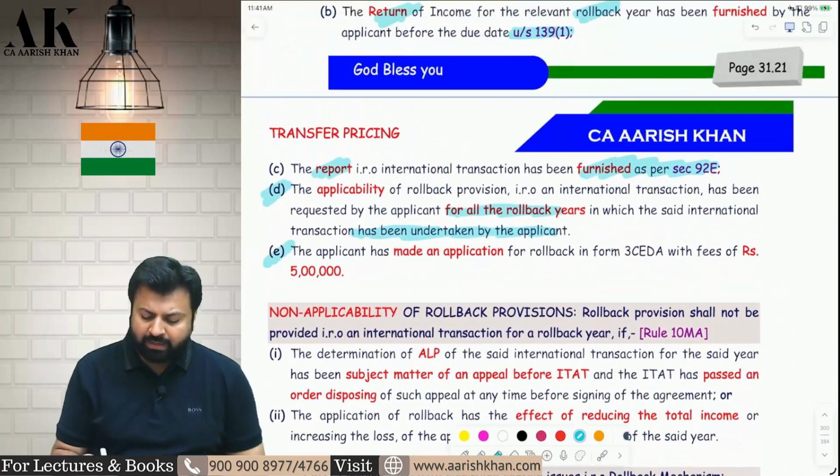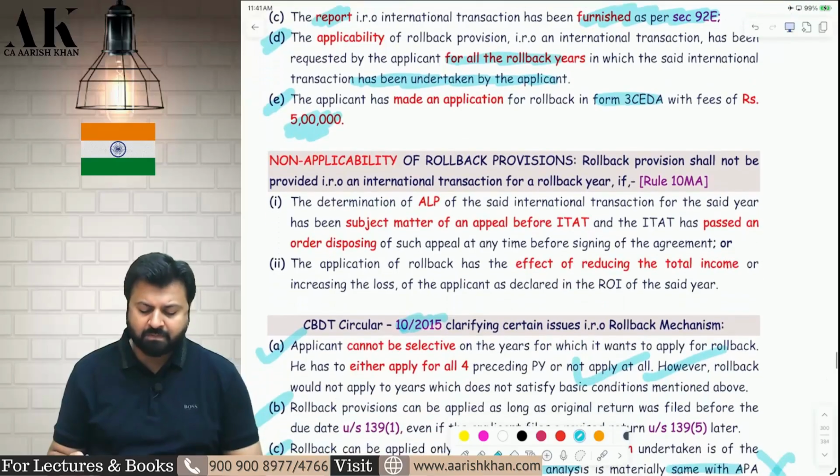Last but not least, you have to make a Form 3CED application along with a fee of 5 lakh rupees. I hope it is clear to all of you.